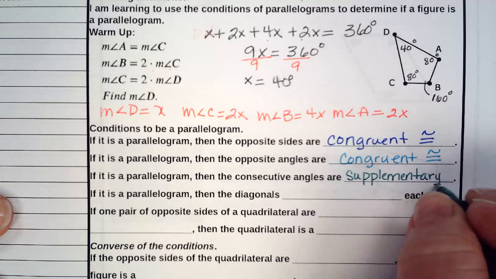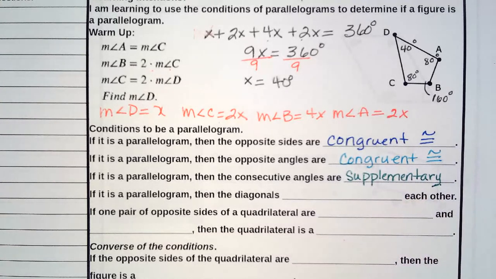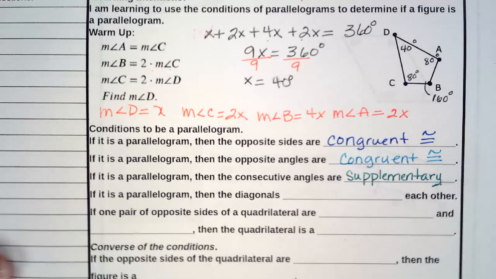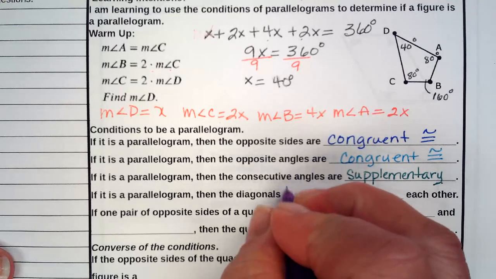Remember when we did the parallel lines cut by a transversal? Your same side interior angles are supplementary. Okay, now, yesterday, the last class period, we did the proof of the next one. If it is a parallelogram, then the diagonals do what? They bisect each other.